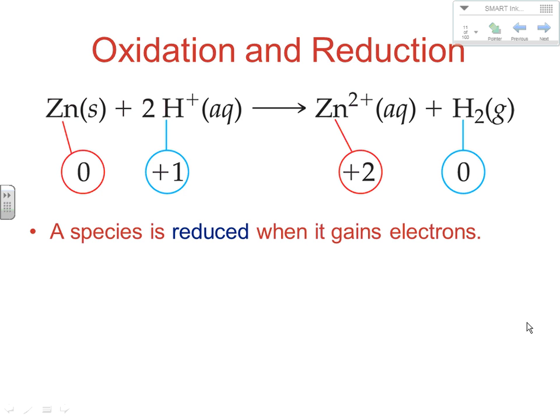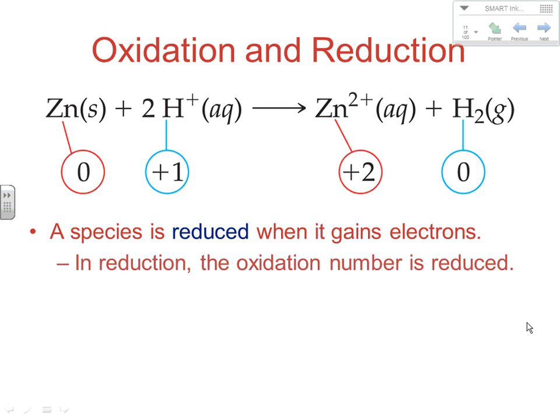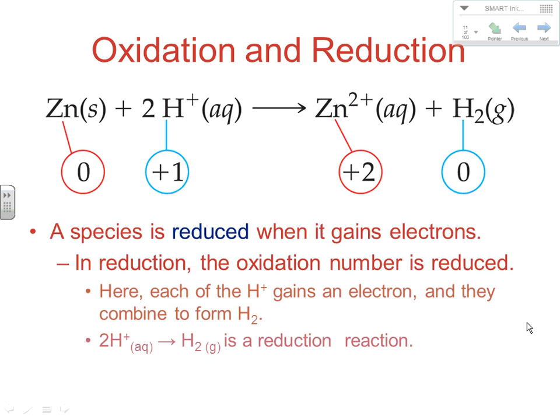Now a species is reduced when it gains electrons. So in reduction, what's going to happen when we gain electrons is our oxidation numbers are going to go down. That's why it's called reduction. In oxidation, our oxidation number is going up. In reduction, our oxidation number is being reduced, hence the name reduction. So in reduction, the oxidation number is going to go down.